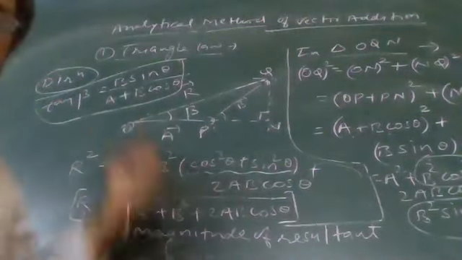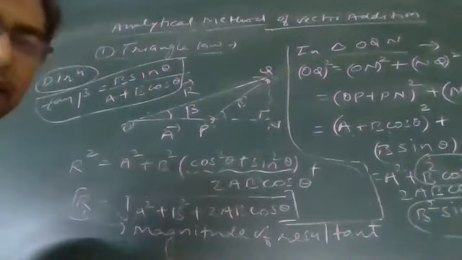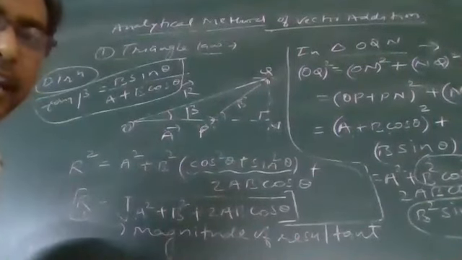I have calculated the modulus of the resultant. I have calculated the direction of the resultant. Tan beta is not the direction itself; the direction is beta. Now specific conditions.